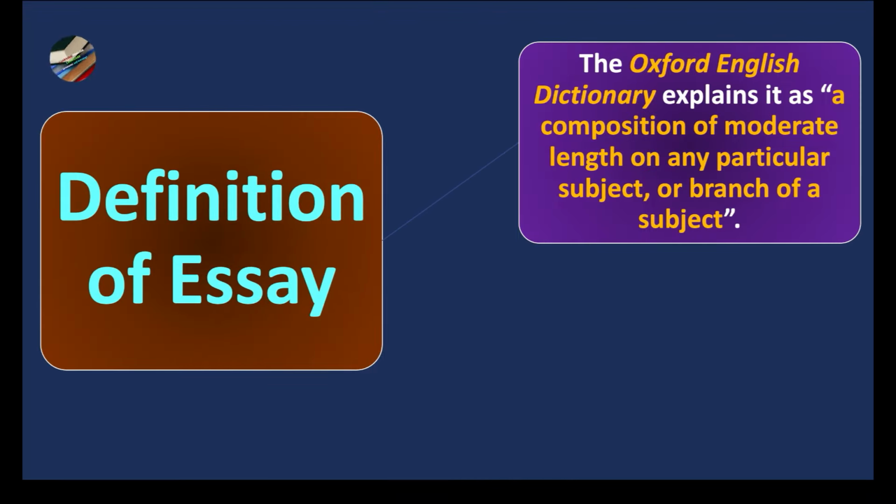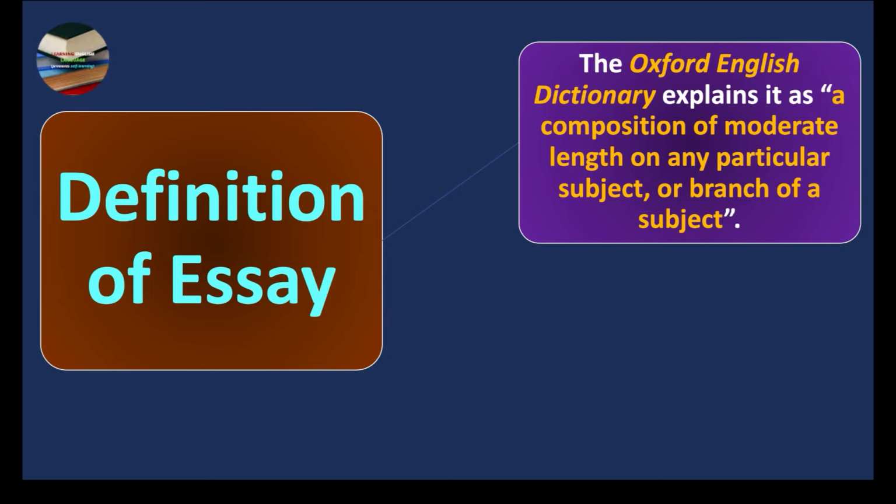What's that? The Oxford English Dictionary explains it as a composition of moderate length on any particular subject or branch of a subject. Here the point is a composition of moderate length. Composition refers to writing, a type of writing which is of moderate length. When we say moderate length, it means that it is neither too long nor too short, on any particular subject.